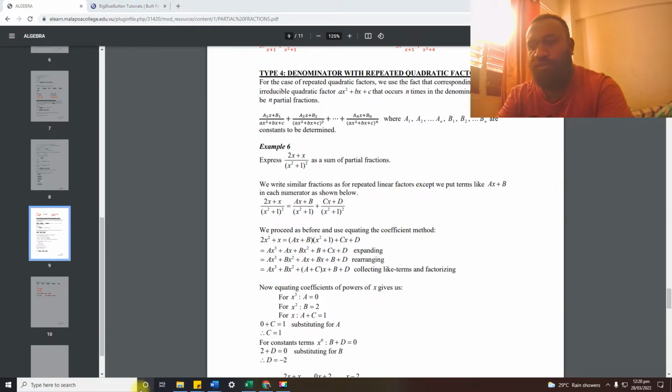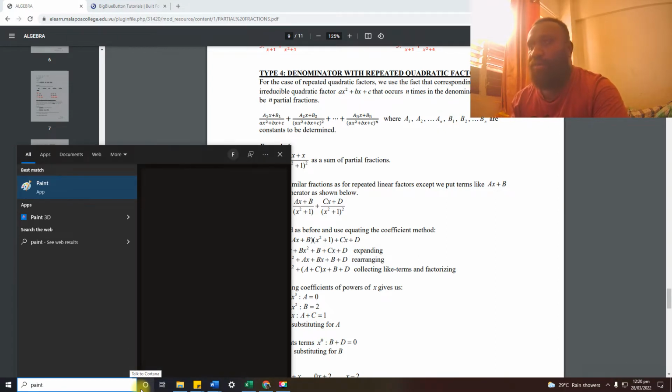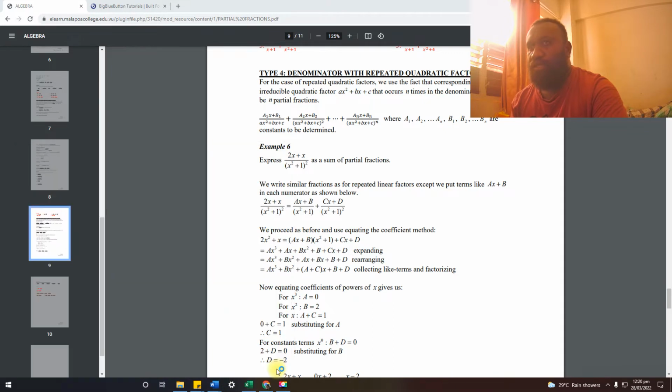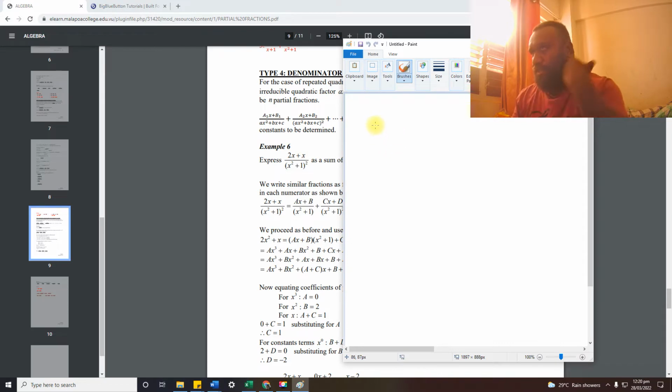Just for recap, on our notes, type 1. In partial fractions, we deal with type 1. Type 1 is denominators with linear factors. That is type 1, with linear factors.